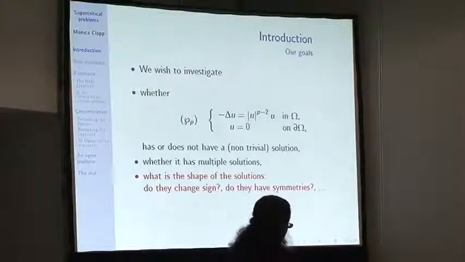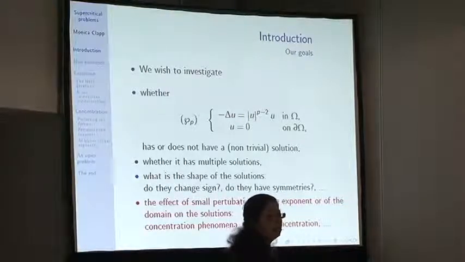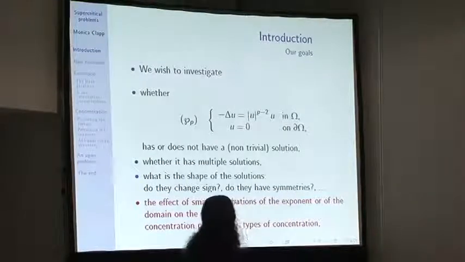And you see, the problem is very simplified. It depends only on two things, on the domain omega and on the exponent p. So it's also interesting to investigate what happens if we perturb either the exponent p or the domain omega a little bit. And in this case, we expect some concentration phenomena to occur.